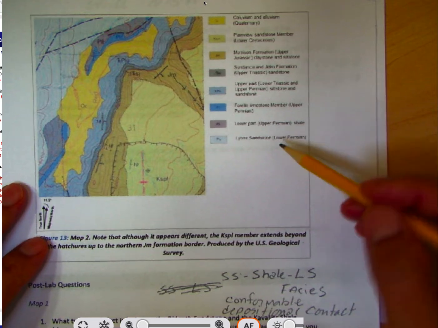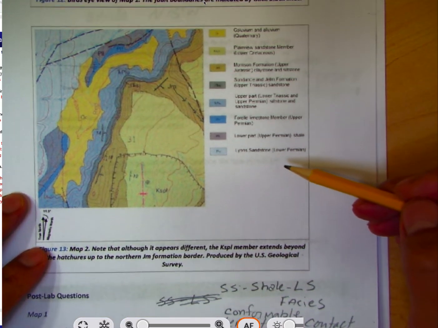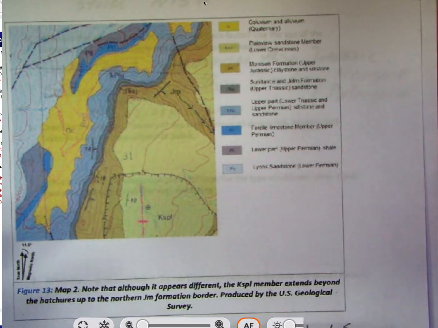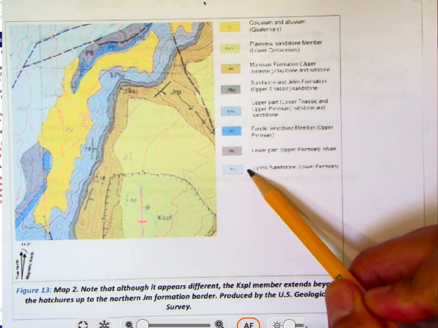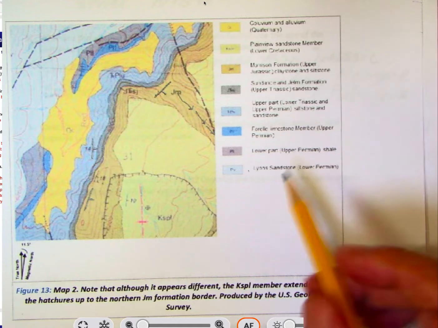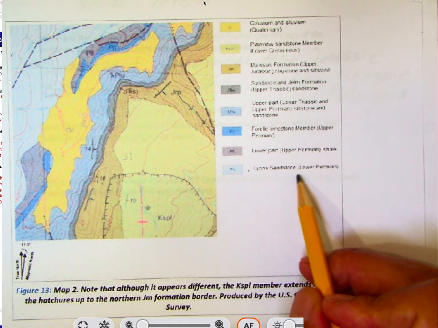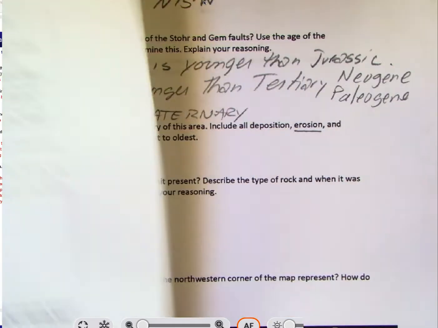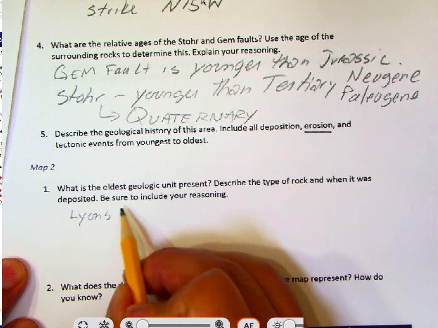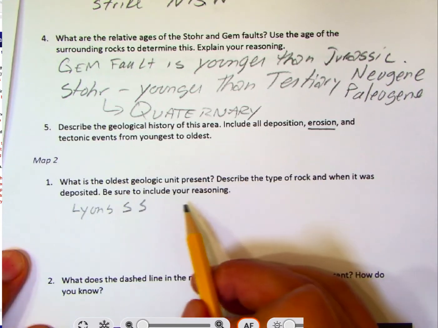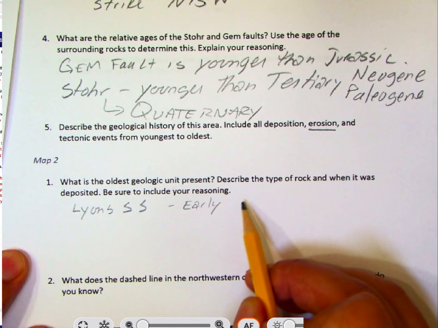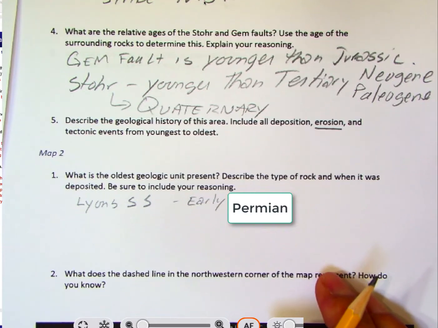So when we're looking at this map, I'm looking at the column here. This one is in better shape in that they do have the stratigraphy in correct order, with the oldest units on the bottom, youngest units on the top. So the oldest would be this Lion Sandstone, and it's lower Permian. So that's what you want to put in here, Lion Sandstone. And you can put SS for sandstone, and we'll say it's early Permian. So the last period of the Paleozoic.